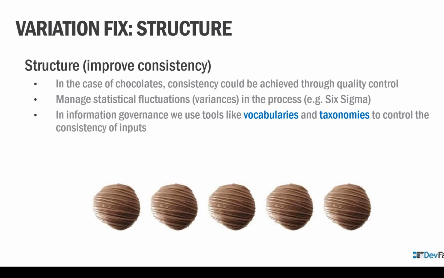So what does improved consistency mean? Well, in the case of chocolates, we would need to implement some type of quality control system. Now, if you remember back at the beginning, I have a degree in operations management, so I automatically go back to the quality control that's in manufacturing. And that is, we manage statistical fluctuations or variances in the process using standard deviations. And it's the same idea with handmade chocolates, but it's a lot harder for you to control that.